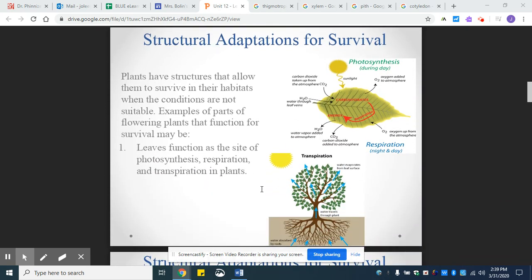Next section, structural adaptations for survival. Plants have structures that allow them to survive in their habitats when the conditions are not suitable. Examples of parts of flowering plants that function for survival may be: 1. Leaves function as the site of photosynthesis, respiration, and transpiration in plants.